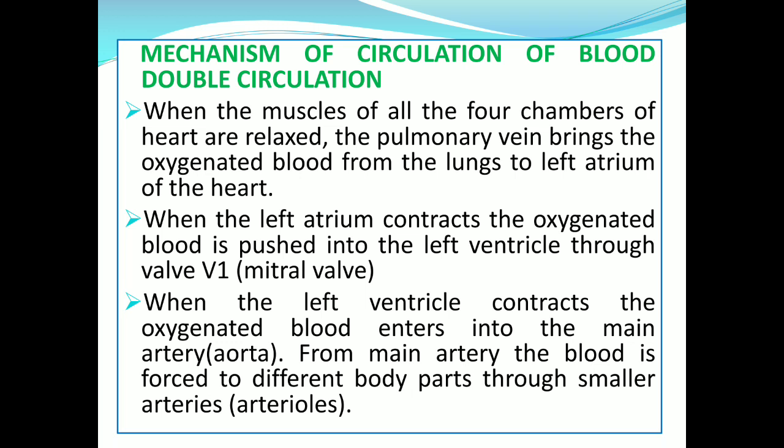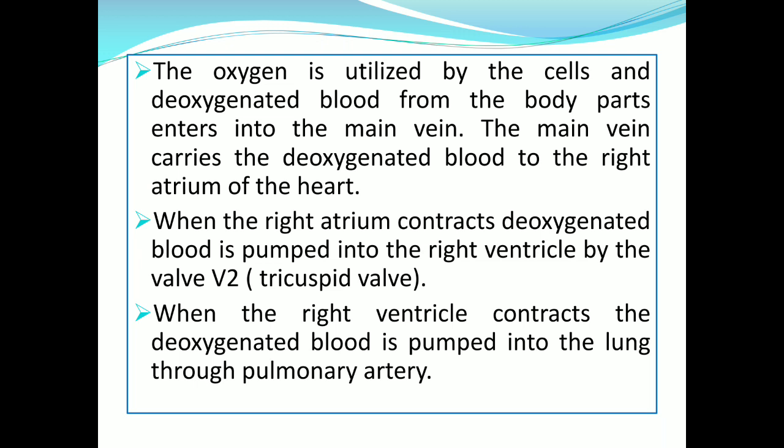In the third step, when the left ventricle contracts, the oxygenated blood enters the main artery called the aorta. And from the aorta, the blood is forced to different parts of the body through arterioles, that is smaller arteries. When the blood reaches the body parts, oxygen is utilized. Where is it utilized? By the cells and tissues of the body.